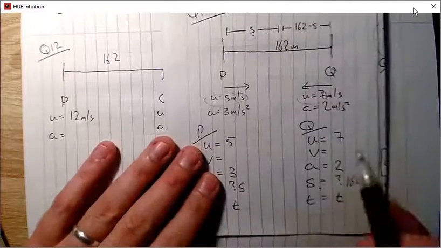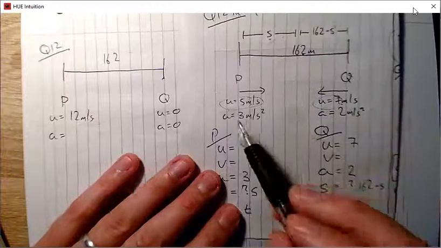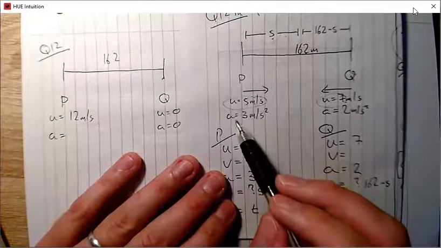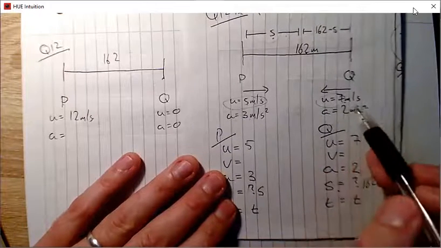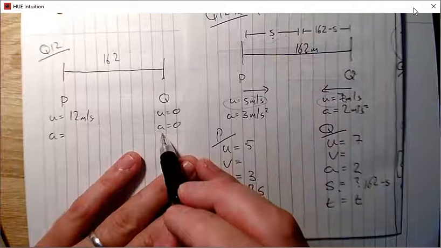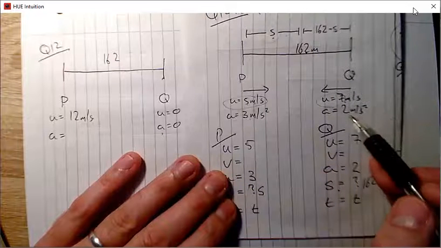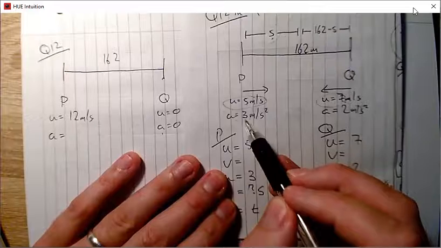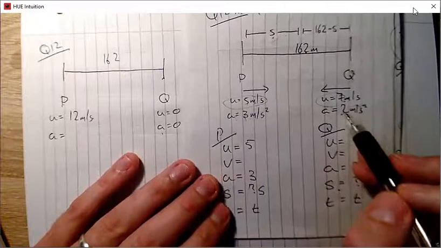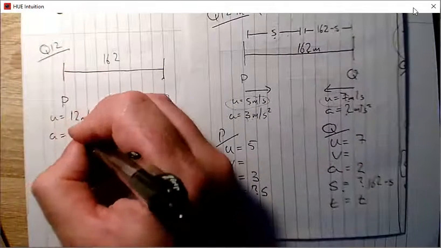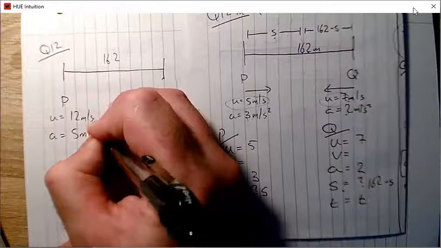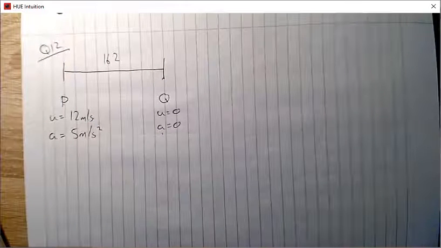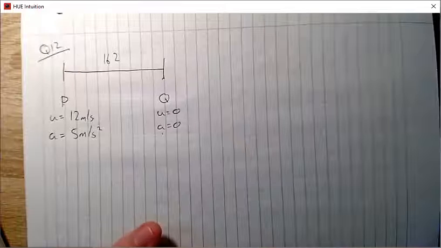You do the same thing with the acceleration. P is speeding up. If you think of Q as being frozen in space, it sees P moving towards it with both the 3 meters per second squared that P is accelerating plus the 2 meters per second squared that Q is accelerating. So that's a relative acceleration of 5 meters per second squared. Using this relative approach, it's going to simplify the maths a lot.